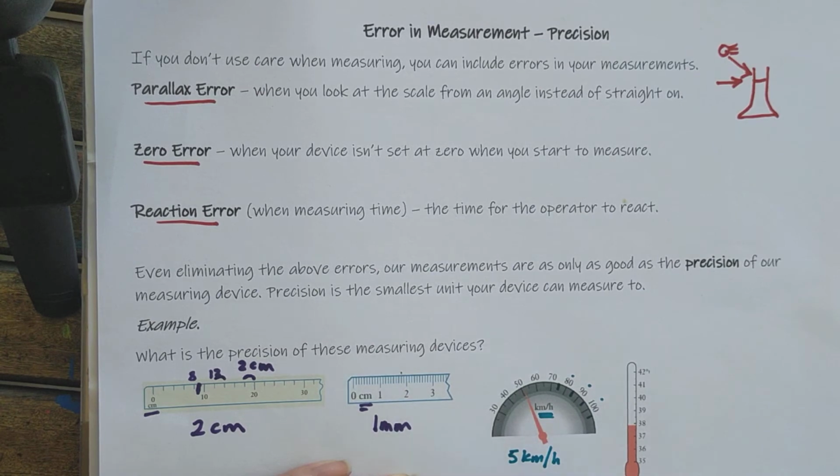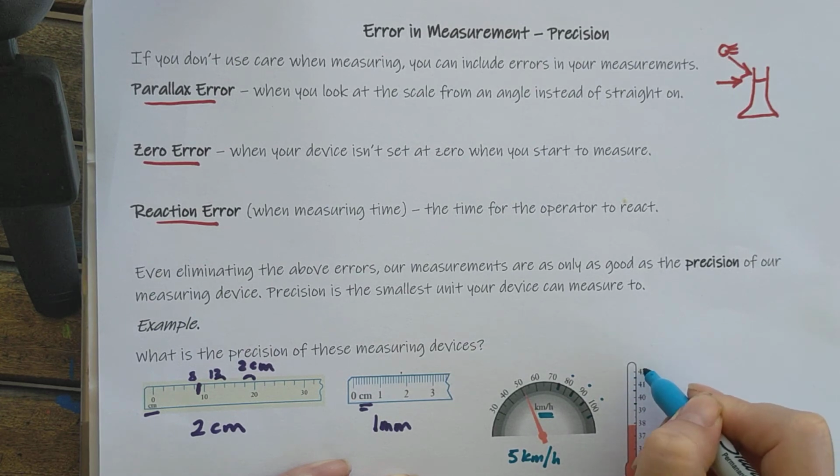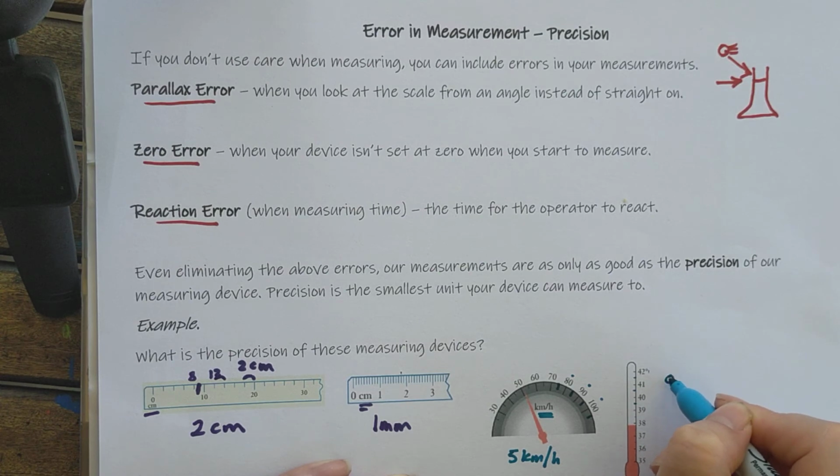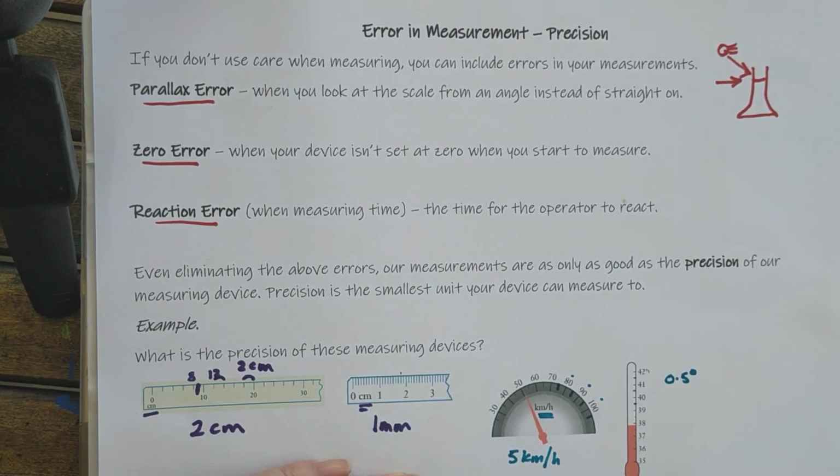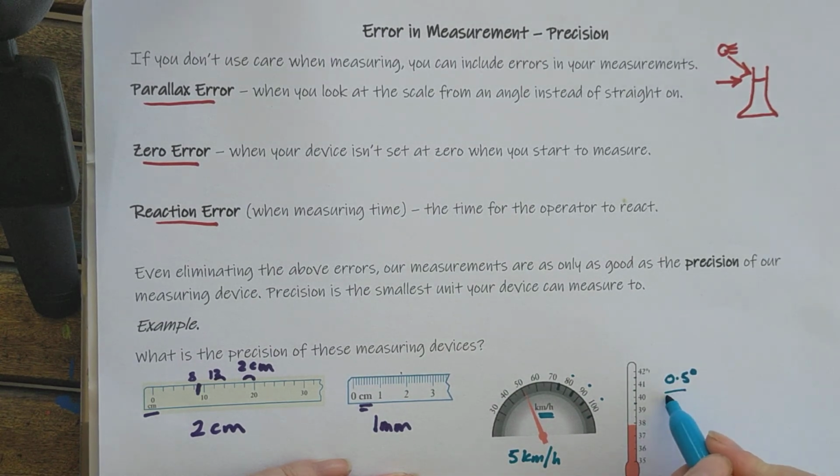So we're measuring to the nearest 5 kilometres an hour. On this last example, I don't think you'll be able to see it, but there's a very, very tiny dash in between our numbers here. So we're measuring to the nearest 0.5 of a degree. So that's what precision is. It's about looking at the tool that you're using to measure and looking at how close you're able to get when you make your measurement.